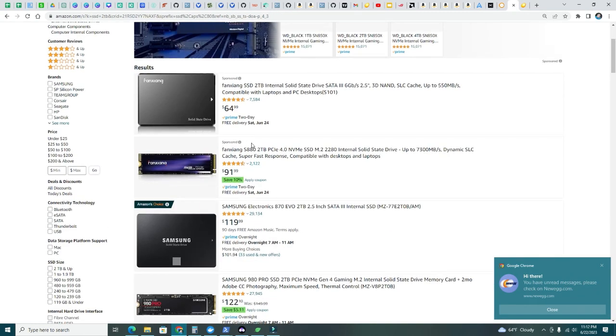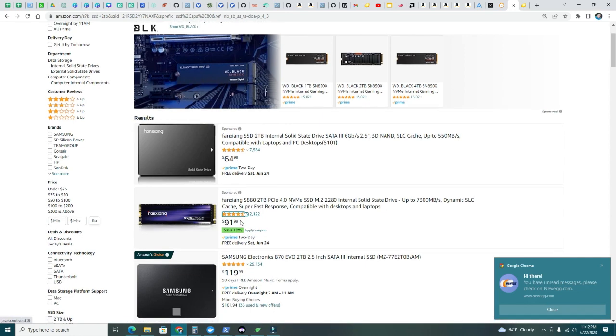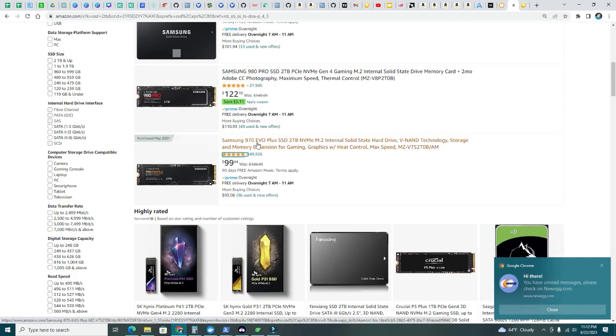Let's see what they run these days. You can get these 2 terabytes PCIe 4 NVMe SSD, $91.99. All right, or you get the Samsung, this is a 2 terabyte, $122. And then, look at this. Samsung 930 EVO Plus SSD, 2 terabytes NVMe, M2, $99.84. So this is a good deal. I can get it overnight. All right, so that's for SSD. I already got that. I don't have to worry.